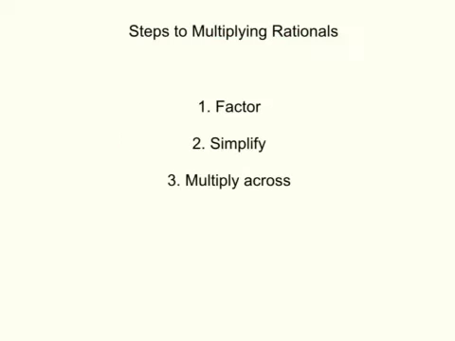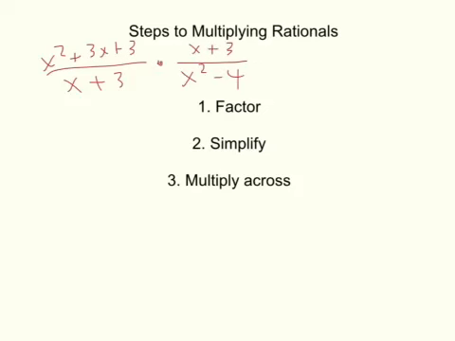So let's talk about multiplying rationals together. That means if we have two rationals, there's a rational, and then we multiply another rational. So one rational times another rational. These are the steps. You're going to have to factor first, then simplify, then multiply across.